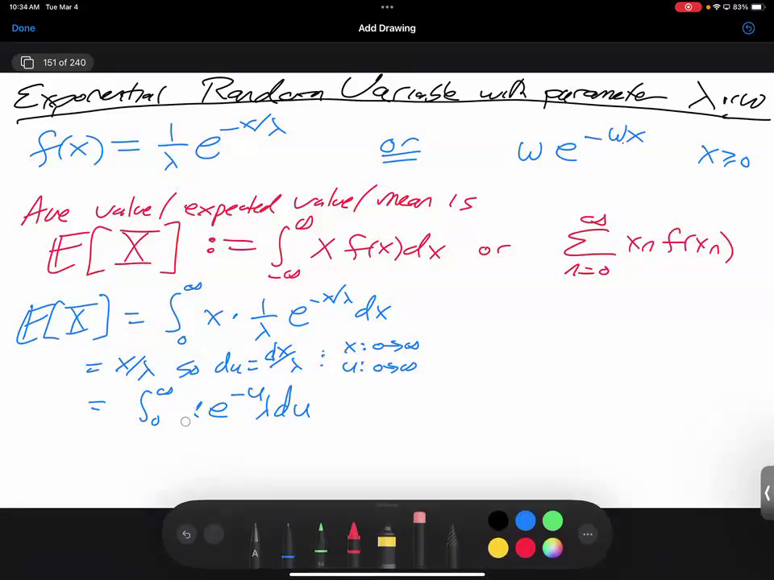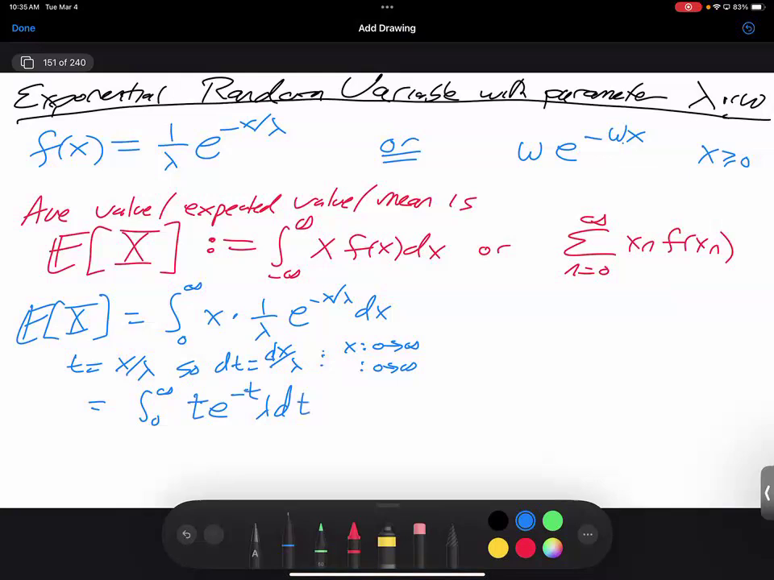variable here, because I like to use u and dv. So we'll just change things. This is the nice thing about doing it like this. Instead of using the letter u, let's use the letter t. So t is x over lambda, dt is dx over lambda. So we now get lambda times the integral of t e to the negative t dt.